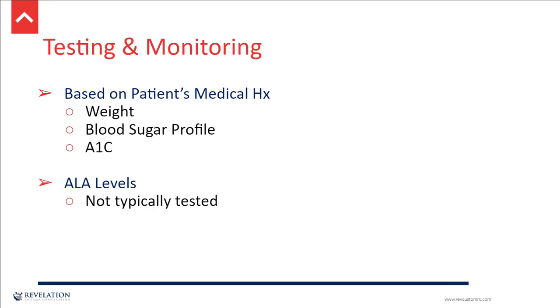So, testing and monitoring. This would really just be based on the patient's medical history and not as much on testing alpha lipoic acid levels. Typically, I don't see that done a whole lot, although there are tests that you can run for that. But it's more based on the patient's medical history, especially if they're obese, so looking at their weight, their body fat percentage, their blood sugar profile, fasting blood sugar, A1C, all of those sorts of metrics, depending again on their condition specifically. Those are the things you'll be looking to improve by use of a series of alpha lipoic acid infusions.